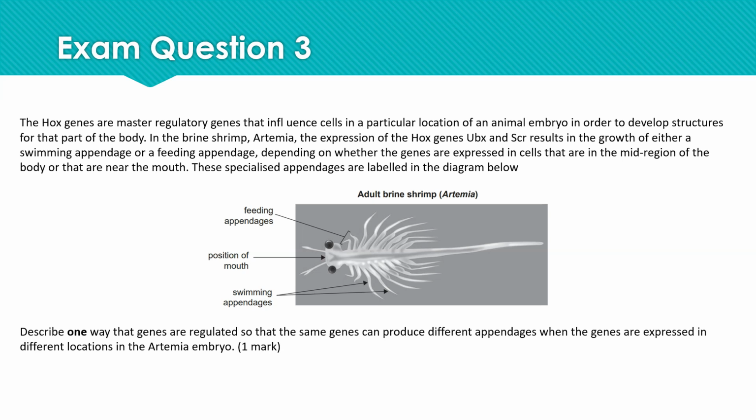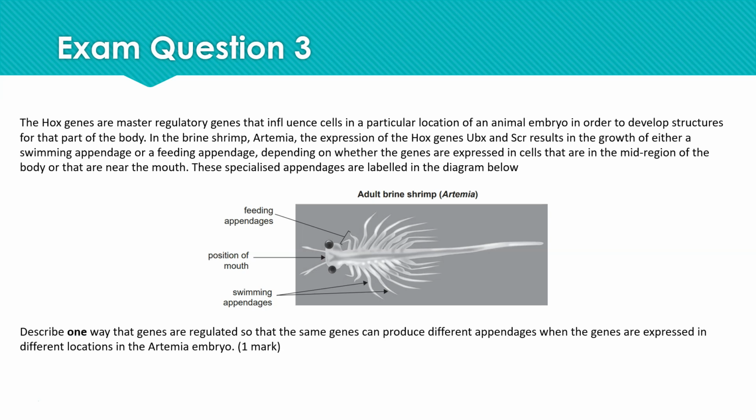So we've got another question here. It says the Hox genes are master regulatory genes that influence cells in a particular location of an animal embryo in order to develop structures for that part of the body. In the brine shrimp, Artemia, the expression of Hox genes UBX and SCR results in the growth of either a swimming appendage or a feeding appendage, depending on whether the genes are expressed in cells that are in the mid-region of the body or are near the mouth. These specialized appendages are labeled in the diagram below. So you can see them there in the diagram.